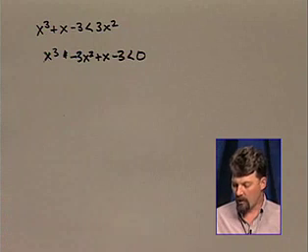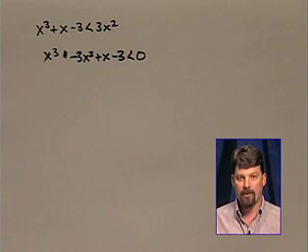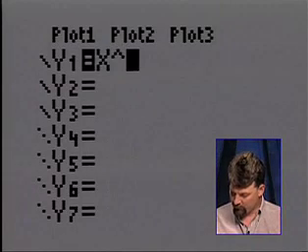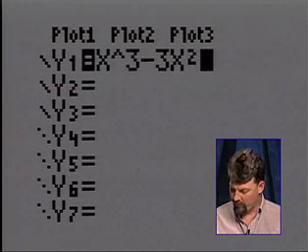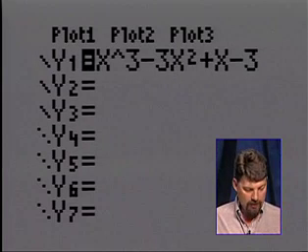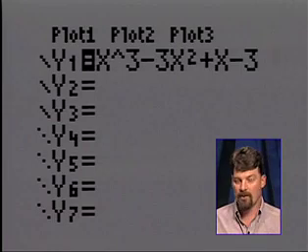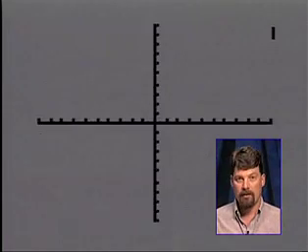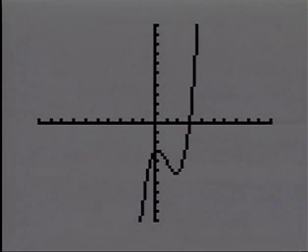So I'll do this on my graphing calculator, turn it on, and under the y equals menu, I'm going to enter x cubed minus 3x squared plus x minus 3. And I think we'll just graph this in a standard viewing screen. So if we use Zoom standard, this should give us a nice graph. And there's a graph of the polynomial.